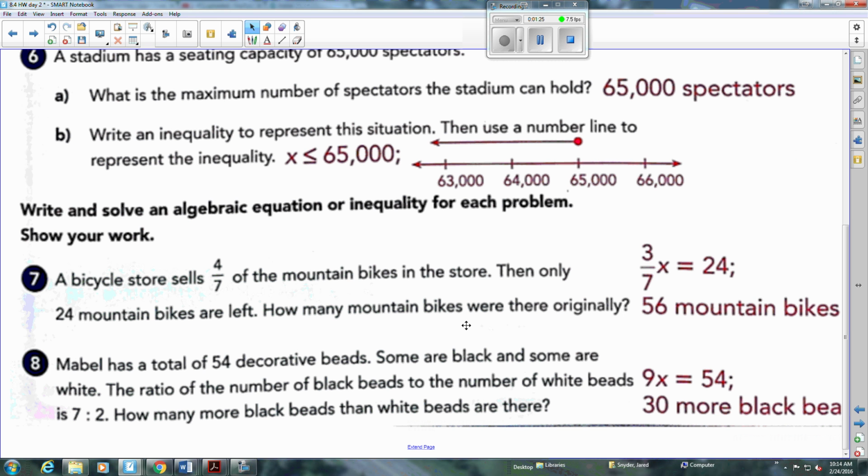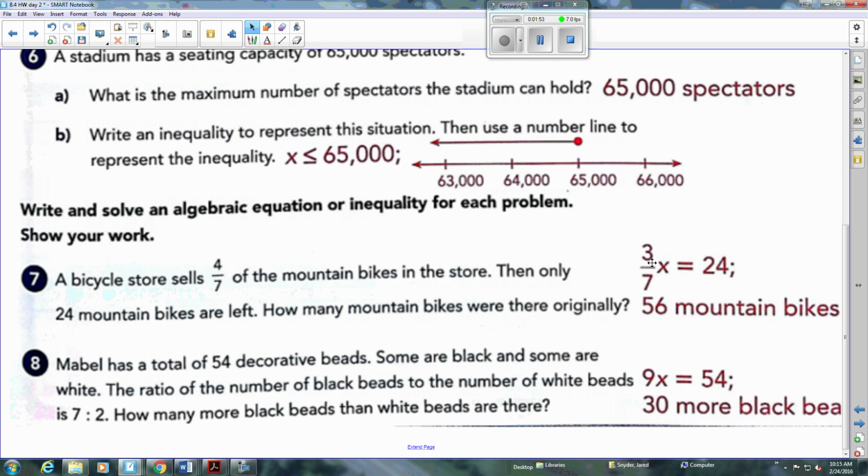Write and solve an algebraic equation or inequality for each problem. Show your work. A bicycle store sells 4/7 of the mountain bikes in the store. Then only 24 mountain bikes are left. How many mountain bikes were there originally? Well, if you got rid of 4/7, that means you have 3/7 left. Then you multiply that by 24.